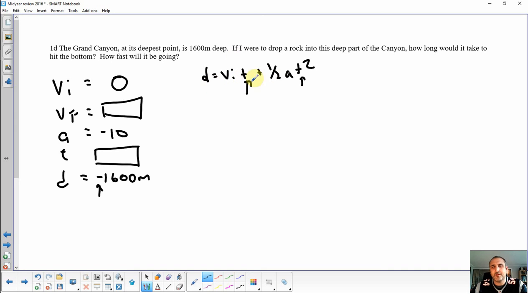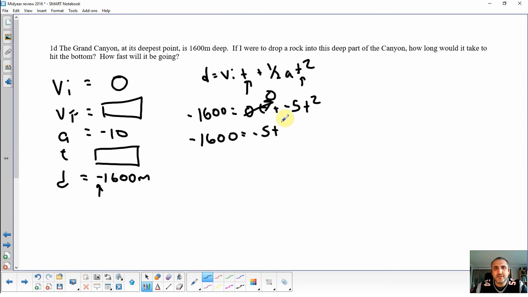Okay, and you kind of look at this and you're like, oh, there's a t and a t squared, I have to use quadratic formula. You really don't, because the initial velocity here is 0. So negative 1600, if we start plugging some stuff in, equals 0 times t plus negative 5, 1/2, and negative 10 t squared. 0t is going to be 0. Negative 1600 equals negative 5t squared. Divide both sides by negative 5.